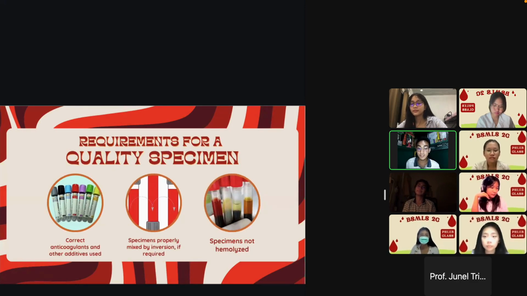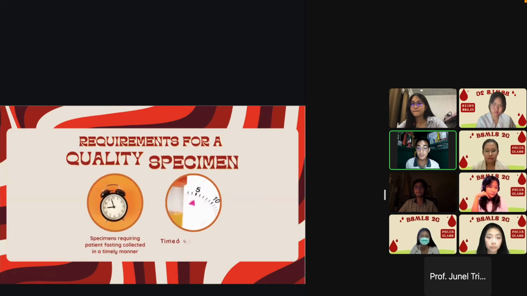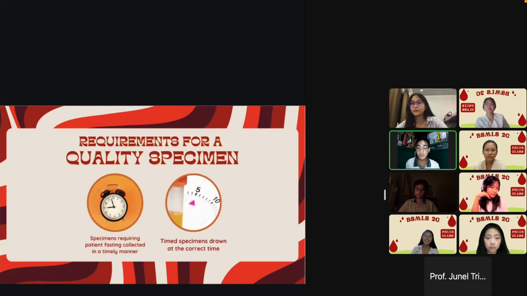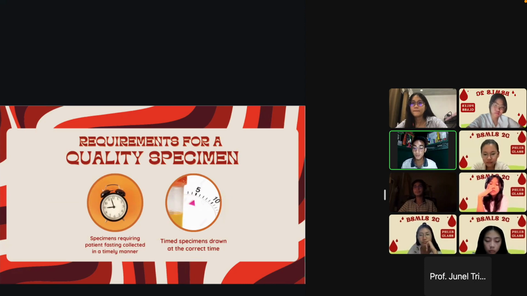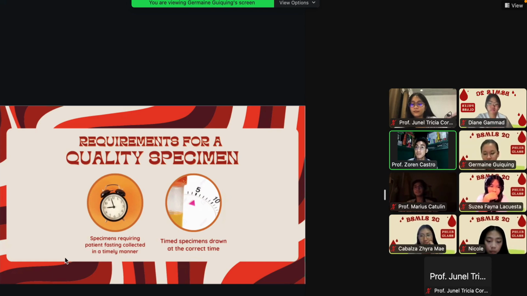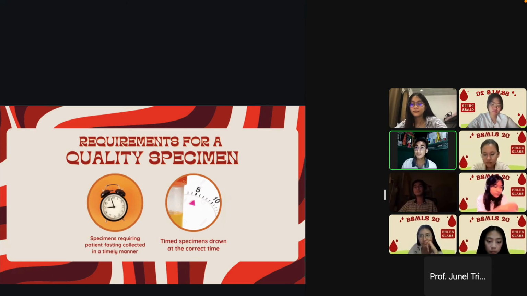So next would be that the specimen requiring patient fasting is collected in a timely manner. For some tests kasi guys, di ba, it is important that the patient has fasted for a certain amount of time before the specimen is collected. So for example, meron tayong test na tinatawag na fasting blood glucose test as well as the fasting lipid profile. Both of which nagre-require ng at least 8 hours of fasting before the blood test. So kailangan mag-fast yung pasyente ng 8 hours before the test.